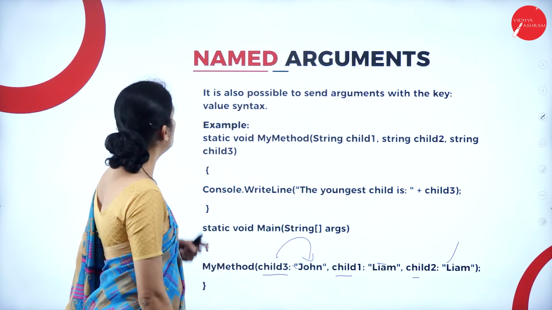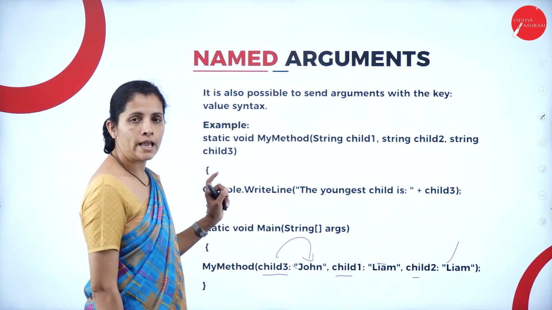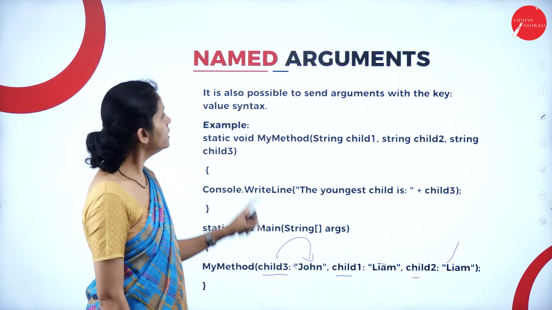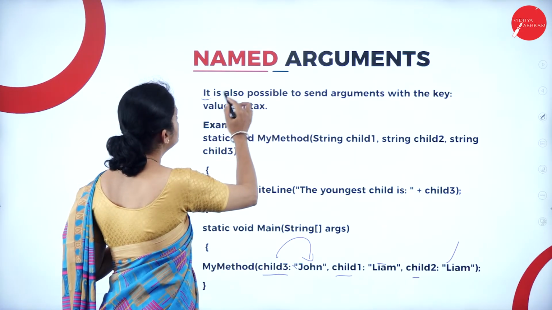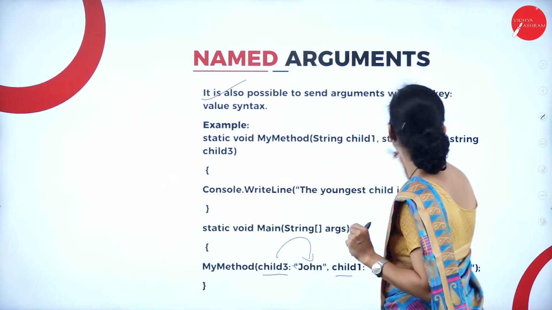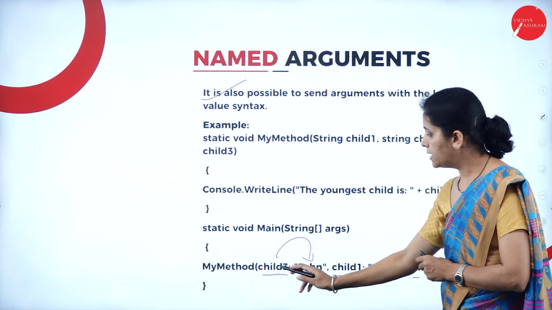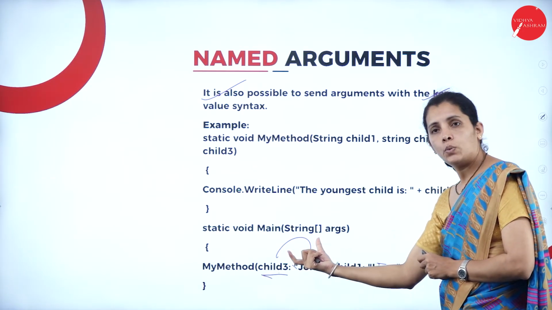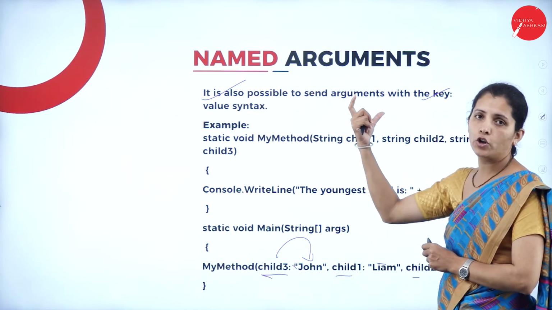So dear student, what is a named argument? In the argument, I can specify the parameter name and it is called a named argument. Now dear student, it is also possible to send arguments with the key value syntax. That means I'm going to send the variable name with the value and it is known as named arguments.